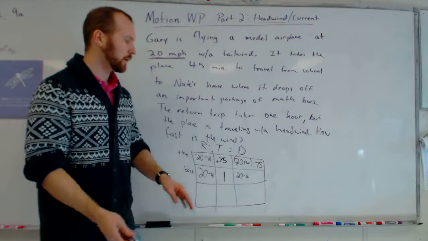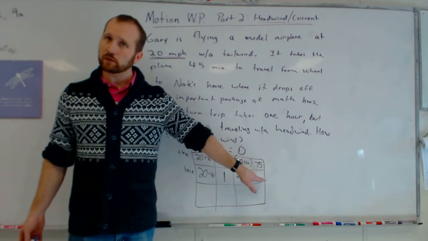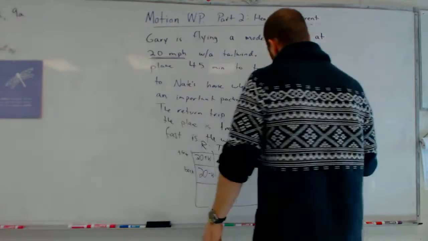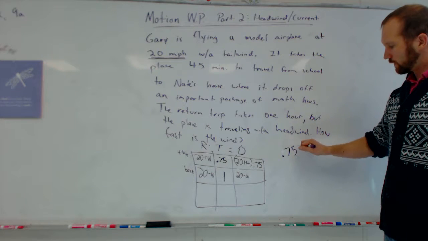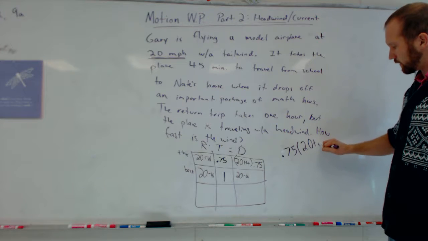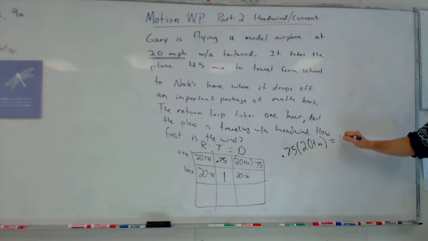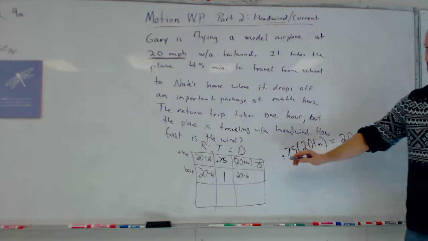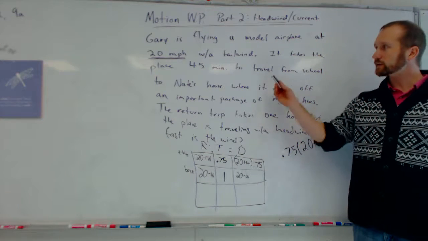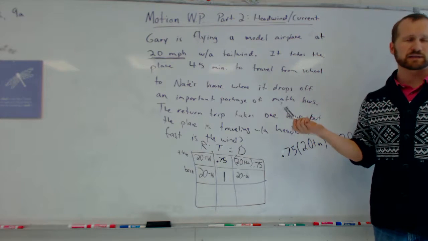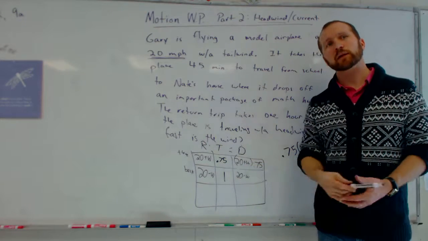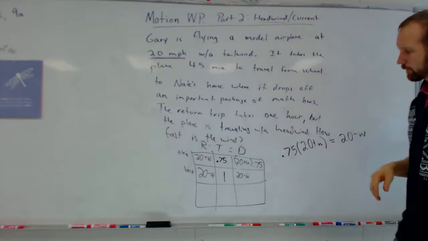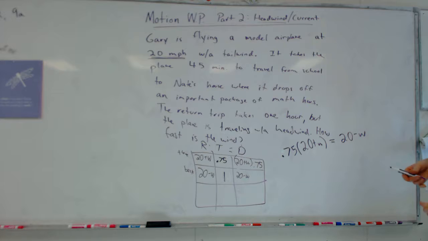And then I can think, the distance going there has to be equal to the distance going back. So, I'm going to write the 0.75 in the other order: 0.75 times 20 plus W has to be equal to 20 minus W. The distance from my house to the school is the same going there and going back. It just takes a different amount of time because of the headwind or the tailwind. Alright, so now I can solve this.